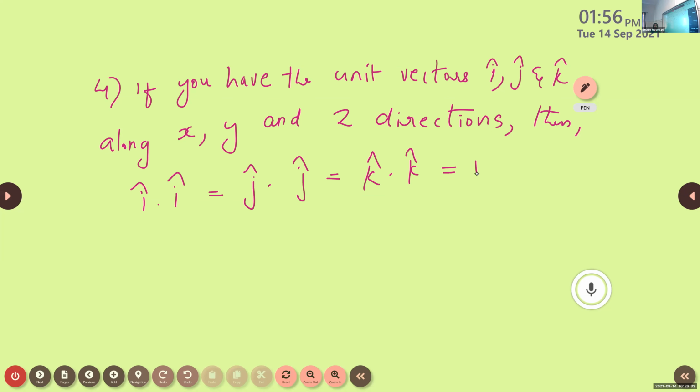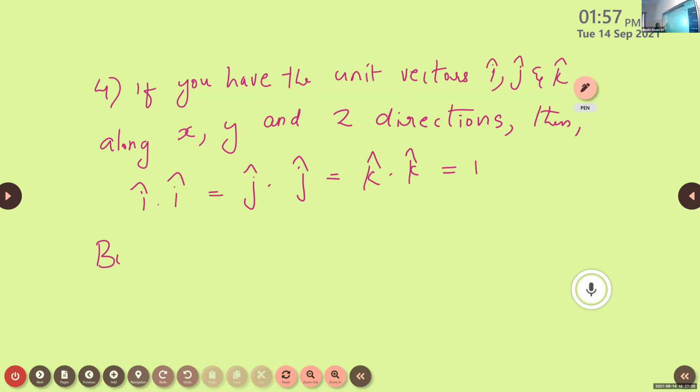If we have the three unit vectors i cap, j cap, and k cap, they are directed along the x direction, y direction, and z direction respectively. Then we can write i dot i is equal to j dot j is equal to k dot k. That is, i dot i is equal to 1, j dot j is equal to 1, similarly k dot k is equal to 1. This will be clearer when we do some problems. You just try to recollect these equations. If you take the dot product of the same unit vectors, i and i, the product will be equal to 1.